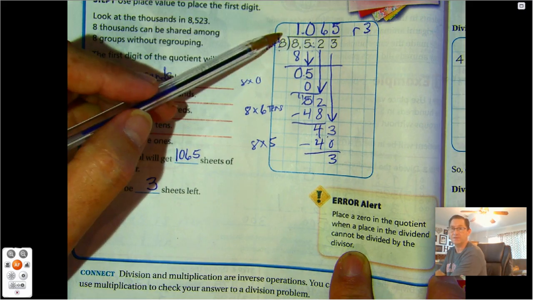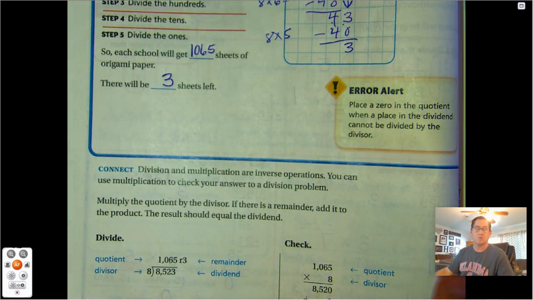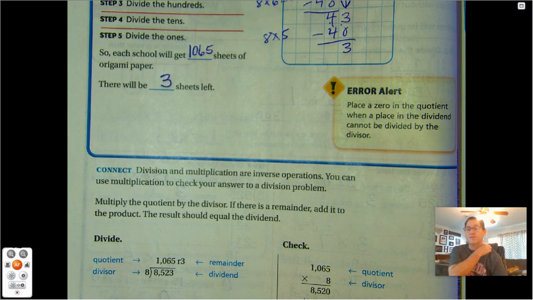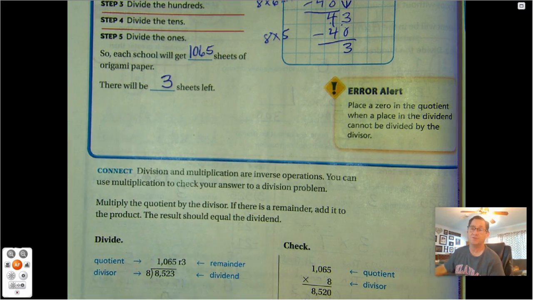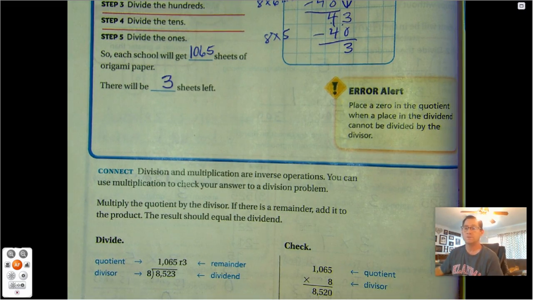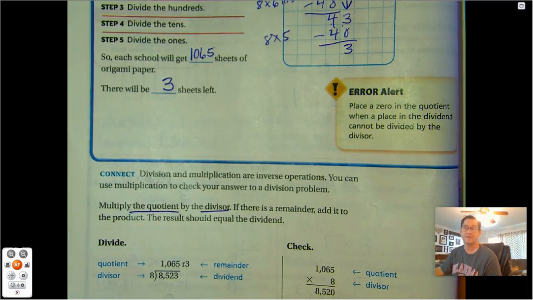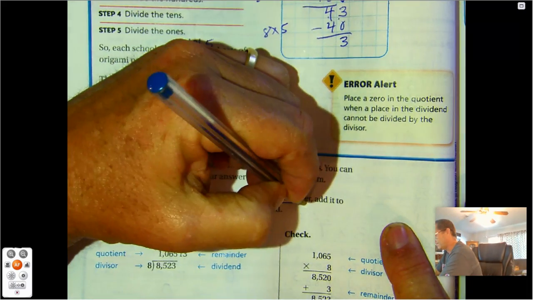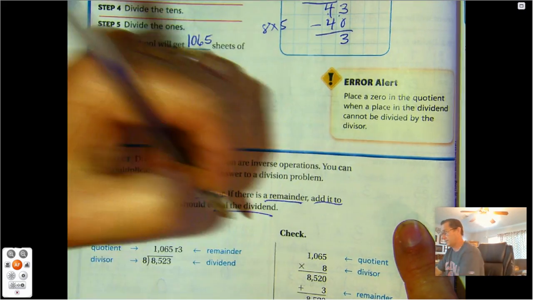All right. So division and multiplication are inverse operations, as I mentioned earlier. You can use multiplication to check your answer to a division problem. Multiply the quotient by the divisor. If there is a remainder, add it to the product. The result should equal the dividend.